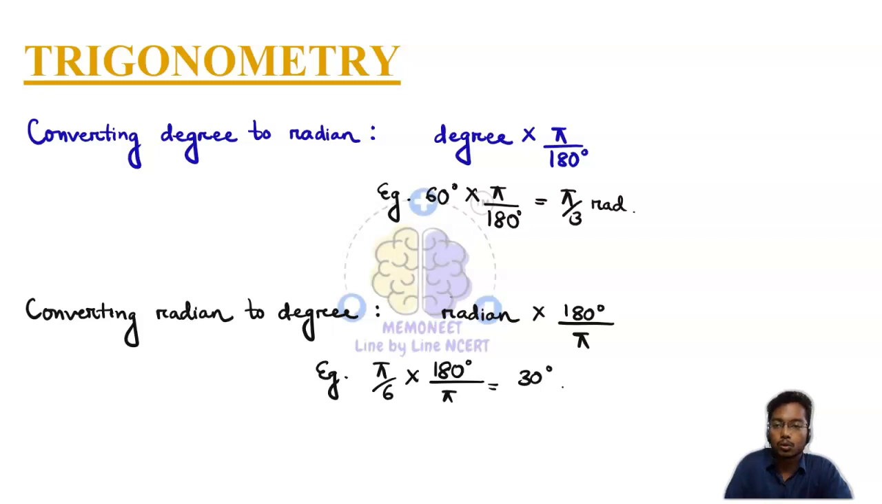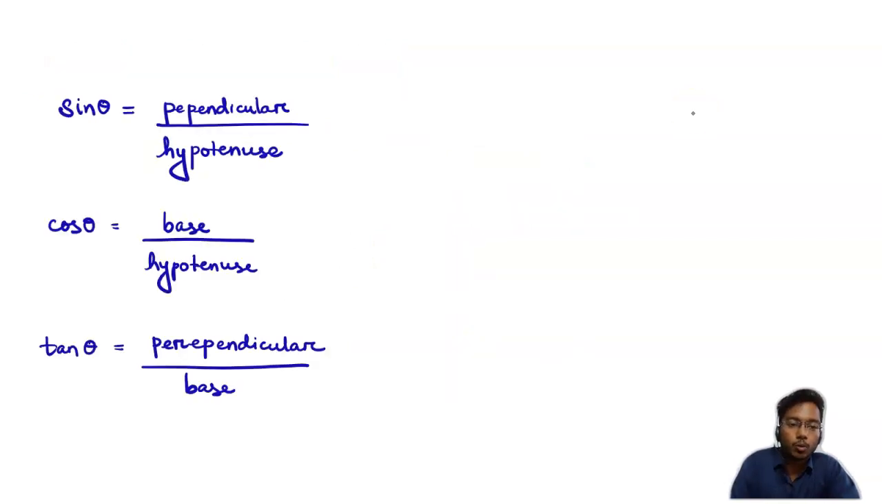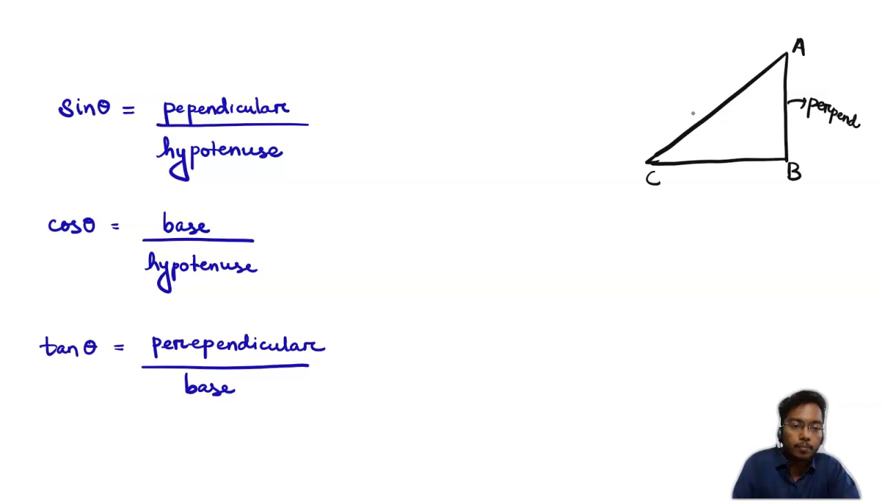Okay. So now the trigonometry ratios. Let's say this is a right angle triangle, and this is A, B, C, where AB is the perpendicular, then BC is base and AC is hypotenuse. Okay, so sin theta is equals to perpendicular upon hypotenuse. It means AB upon AC.